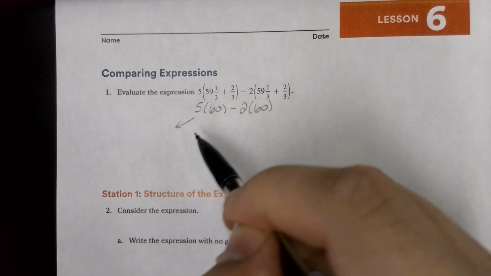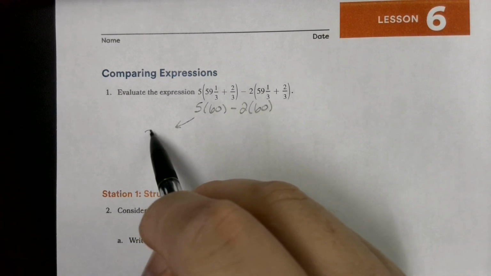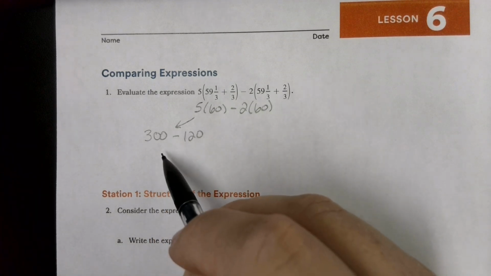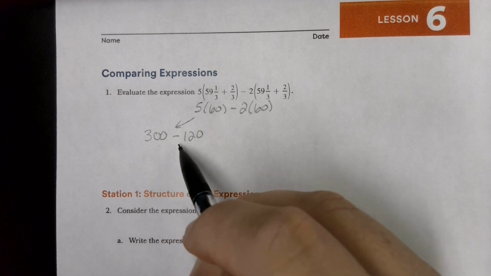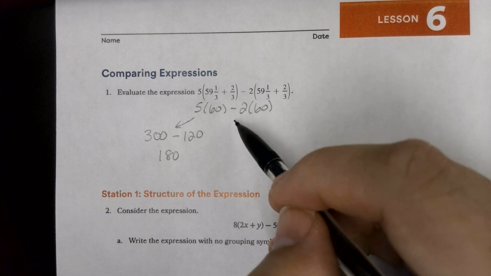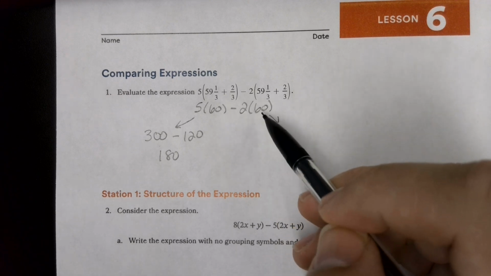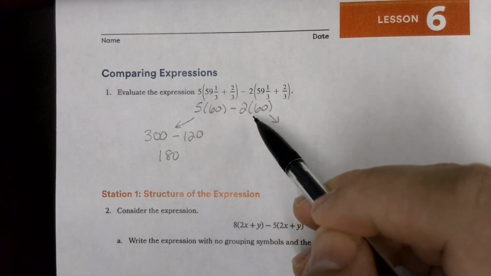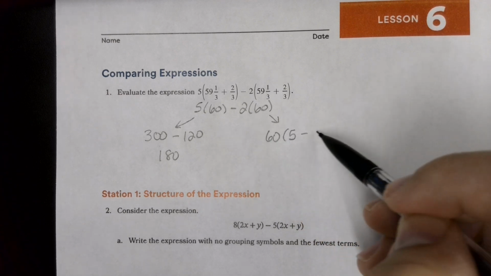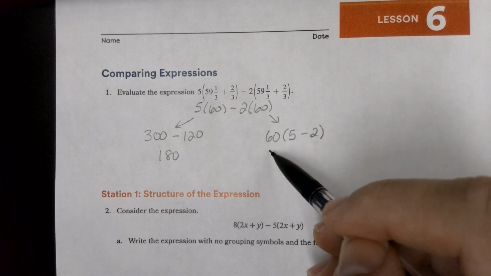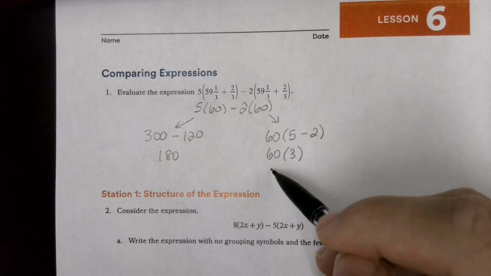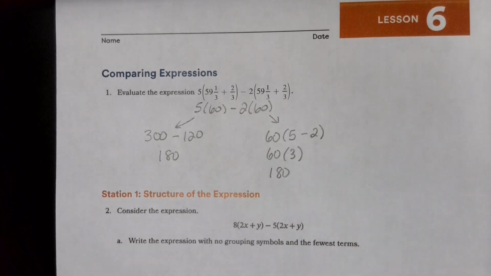I'm going to do this two different ways. Over here, 5 times 60 is 300, minus 2 times 60, which is 120. When you subtract the two, 300 minus 120, you get an answer of 180. Or you could factor out that 60, because that is a common factor of both of these, and get 60 times (5 minus 2). Well, 5 minus 2 is 3, and 60 times 3 is 180.